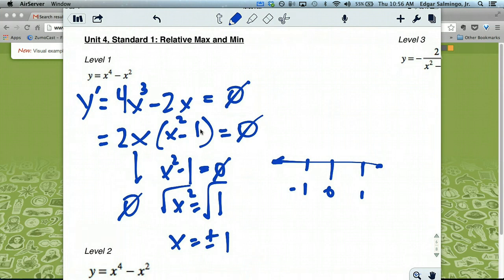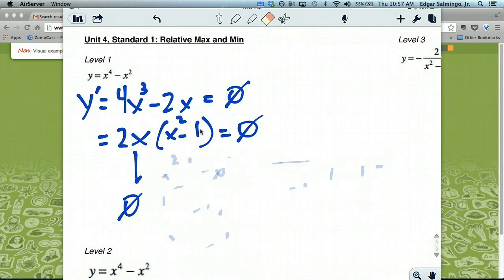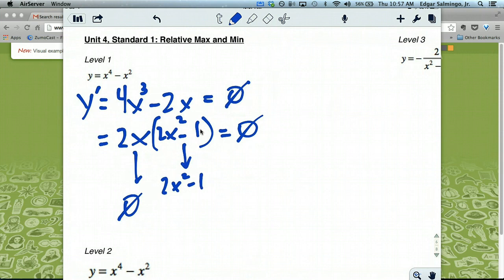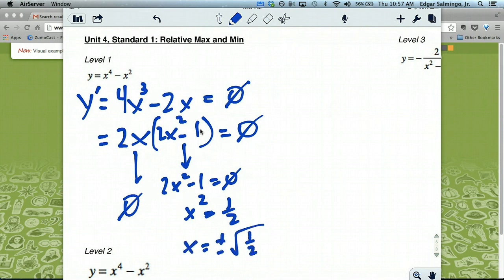Okay. Oh wait, this is where I made a mistake. I was wondering why. Sorry about that. Okay, when I factor out a 2x, this should be 2x squared right here. Sorry about that. So now, again, this is why people will get confused. I will set 2x squared minus 1 equal to 0. I'm going to add 1 and divide by 2. So I get x squared equals half. And if I square root both sides, I get x equals the plus or minus square root of 1/2.